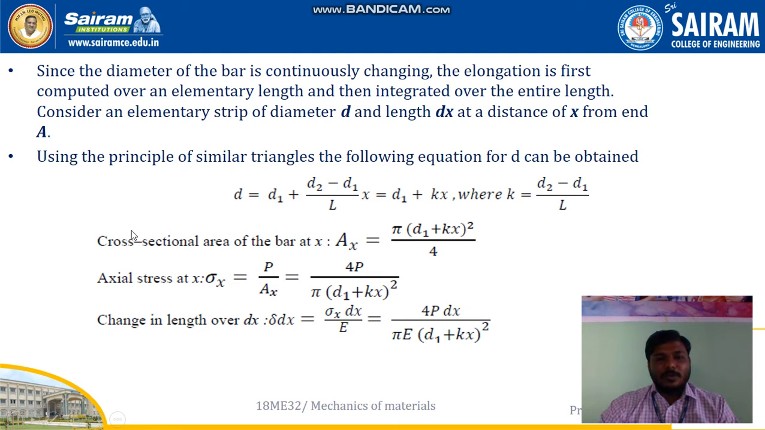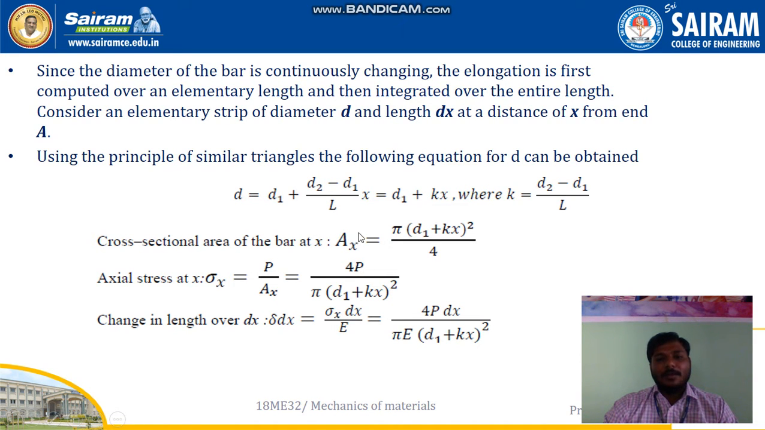So now we have discussed the cross sectional area. Now we got pi by 4 into d square, that is normal. Where we have considered k, k is nothing but the difference between the larger end minus the smaller end divided by length. Now similarly, to find the axial stress at that particular end x, x is nothing but the distance from point A. What we normally calculate as stress is load by area.